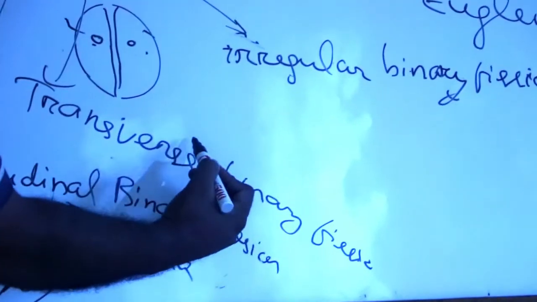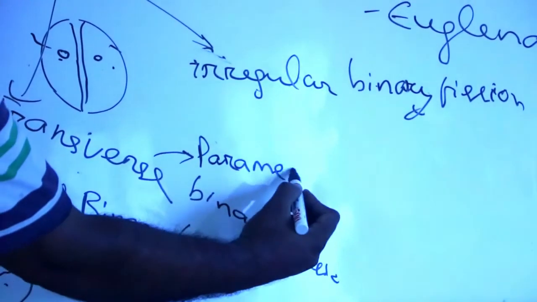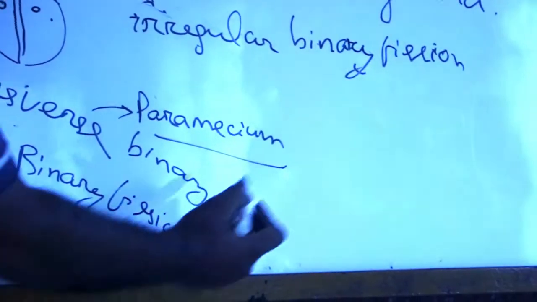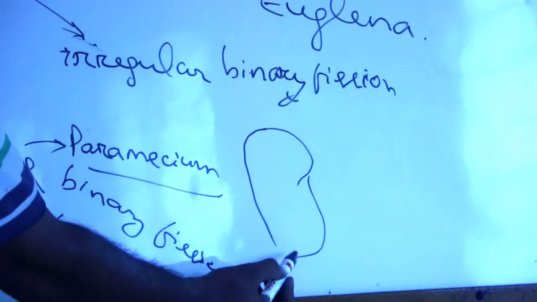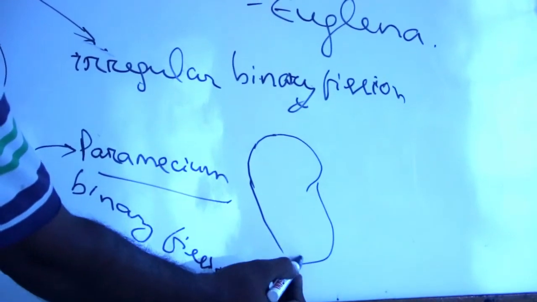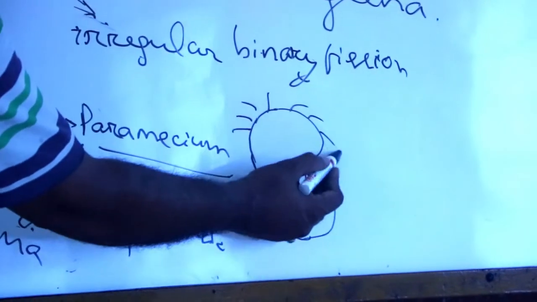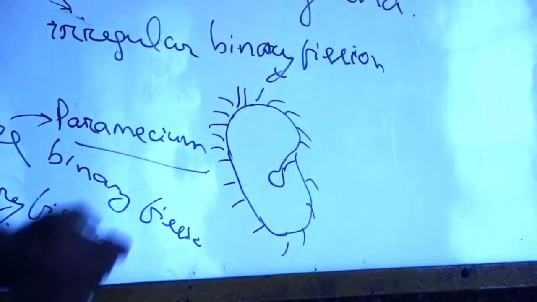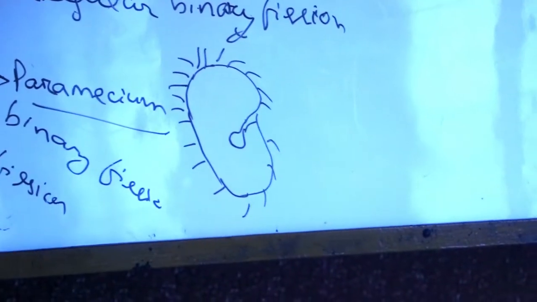Then transverse binary fission is common in paramecium. Paramecium is a freshwater, free-living protozoan. It is a ciliate protozoan. Its whole body is covered with cilia. Then it is commonly known as slipper protozoan. Paramecium, slipper animalcule is also known as.